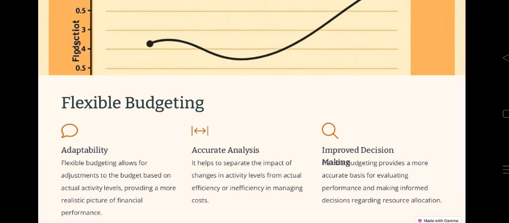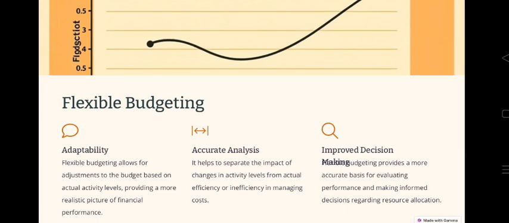Improved decision making. So budgetary control provides a more accurate basis for evaluating performance and making informed decisions regarding resource allocation. So in budgeting, resource allocation is a must because we have scarce resources to use properly, and budgetary control focuses on making the situation go as per the planning done.